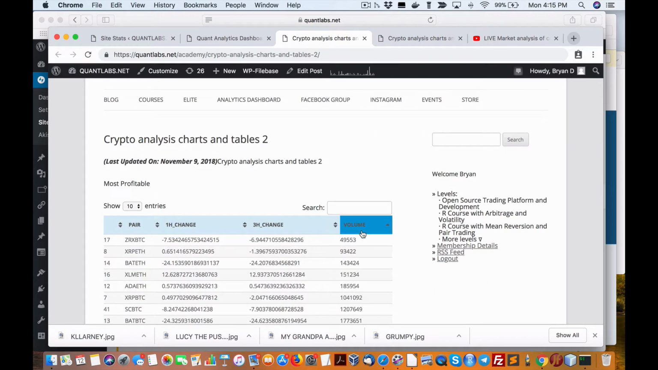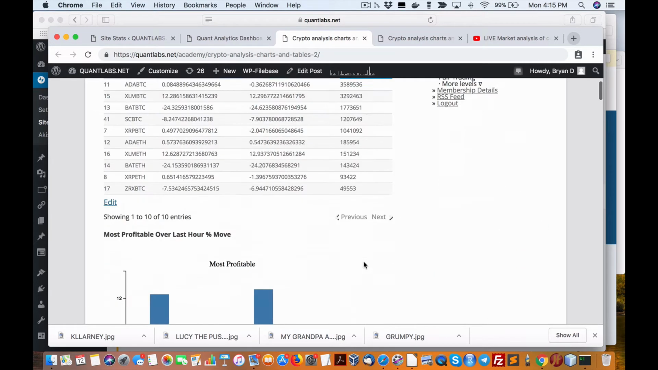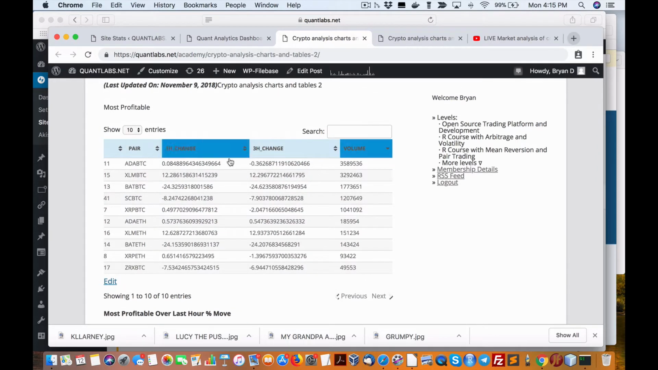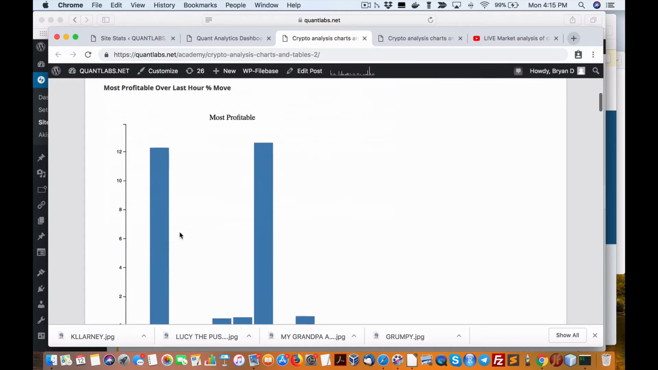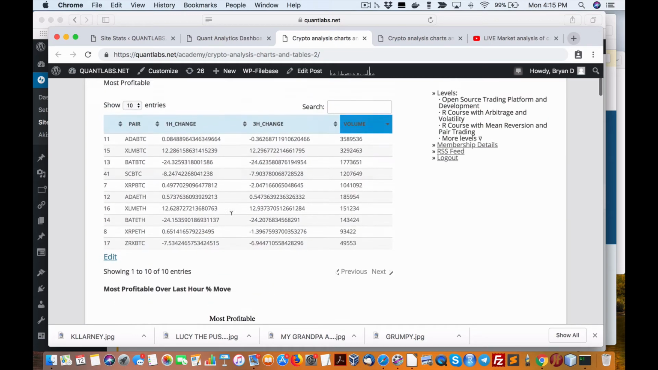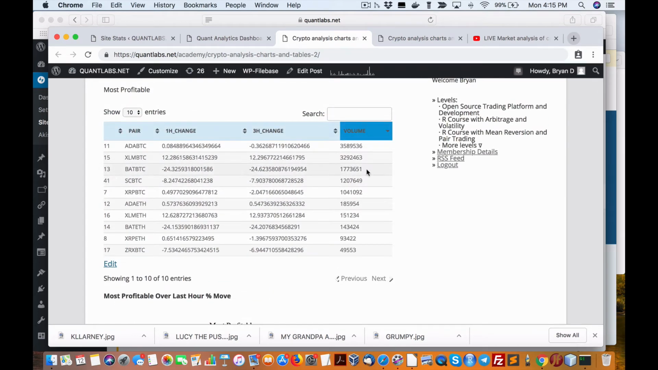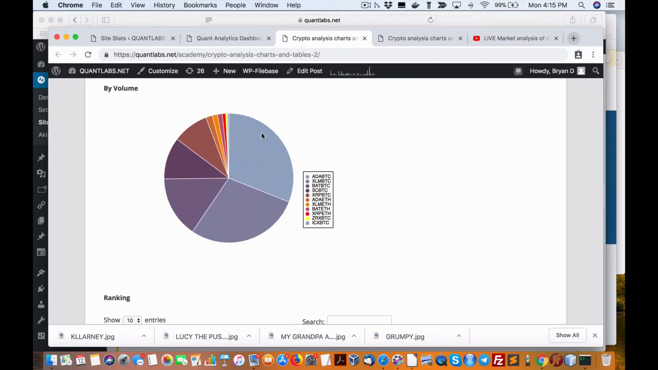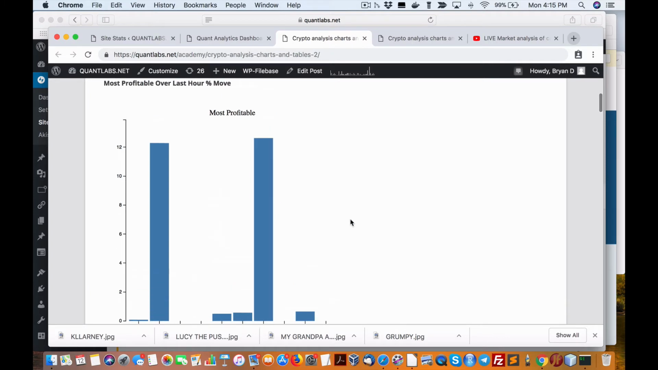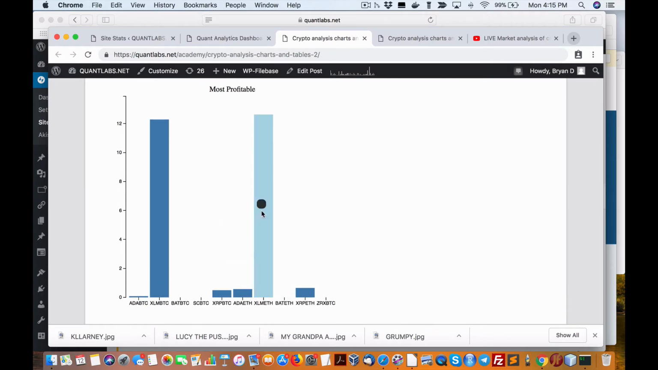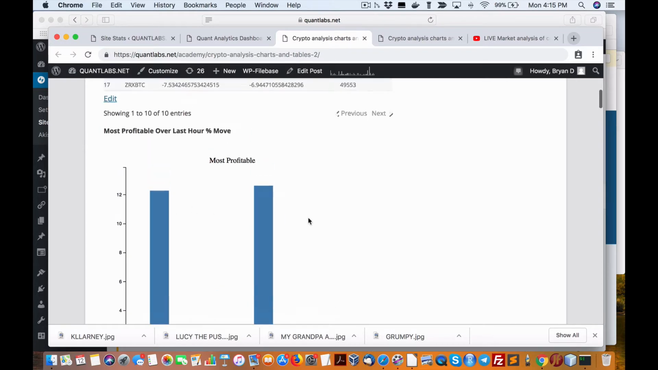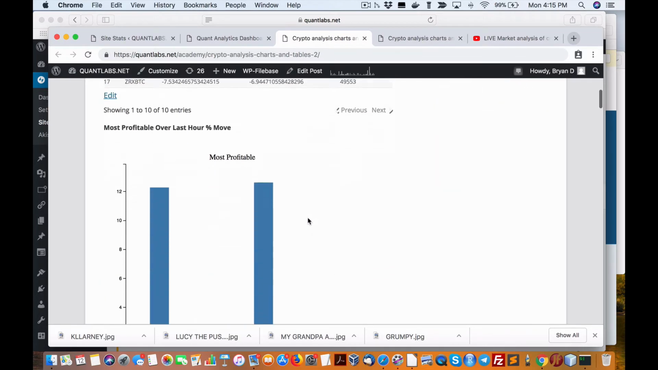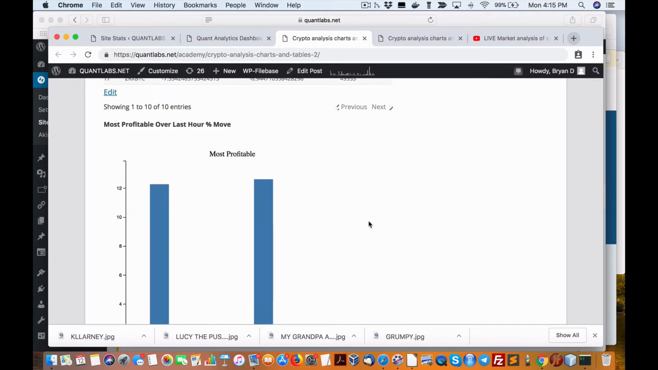Now, I like watching volume. So this is all courtesy of Binance. You can clearly see where the volume is: ADA, XLM, BAT, SC, BTC. You can see right here in this pie chart. And here are some of the wild upswings. Now I'm going to be, let's call it, improving the position management stuff.